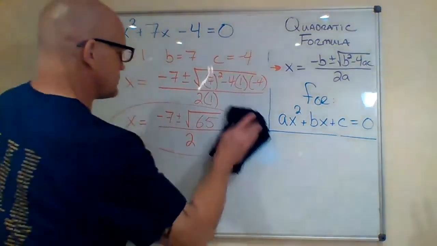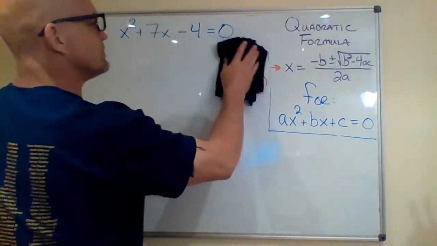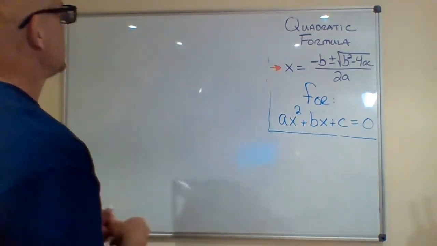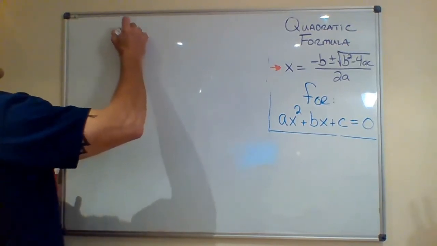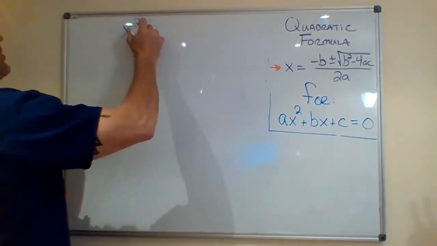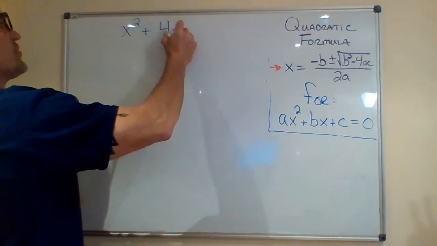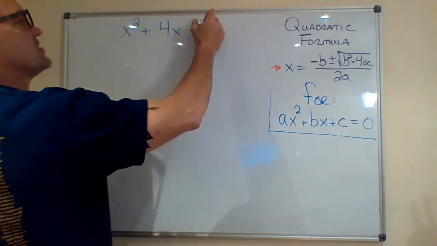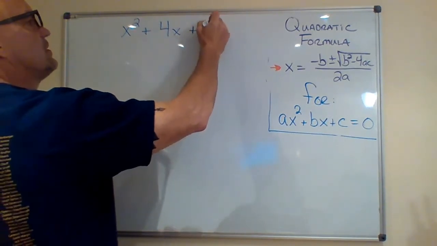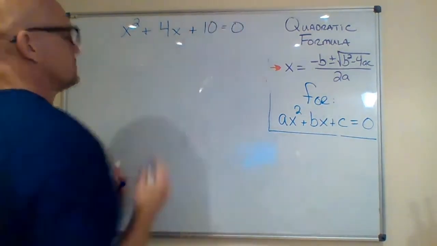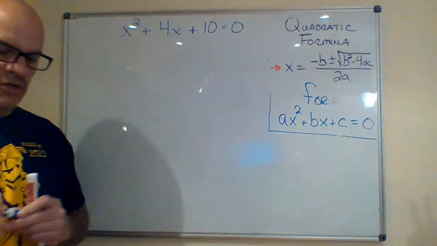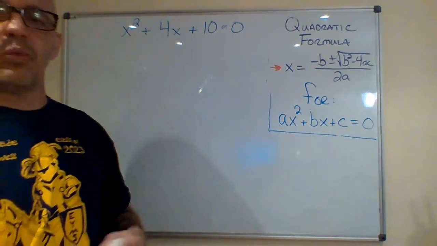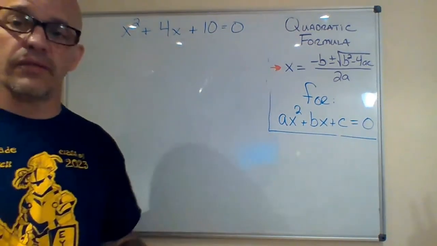Let's do another one. Let's have x squared plus 4x plus, let's go with 10 equals 0. So I got nice, pretty numbers in there. Of course, it's not factorable. I'm looking at 5 and 2, 10 and 1. Nothing's going to factor it, so we need another way.